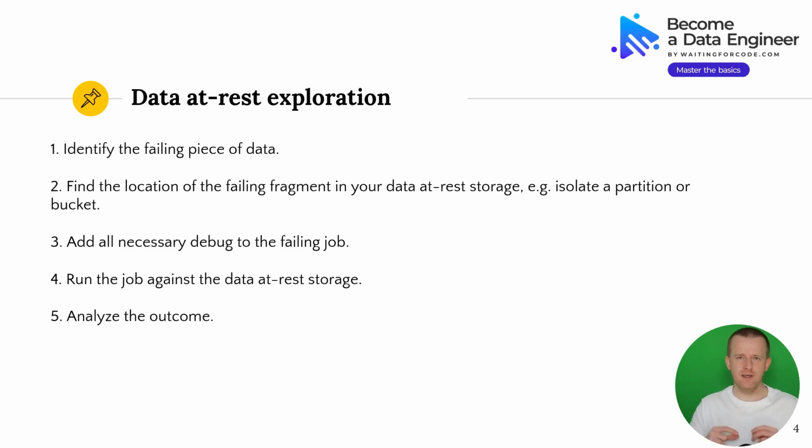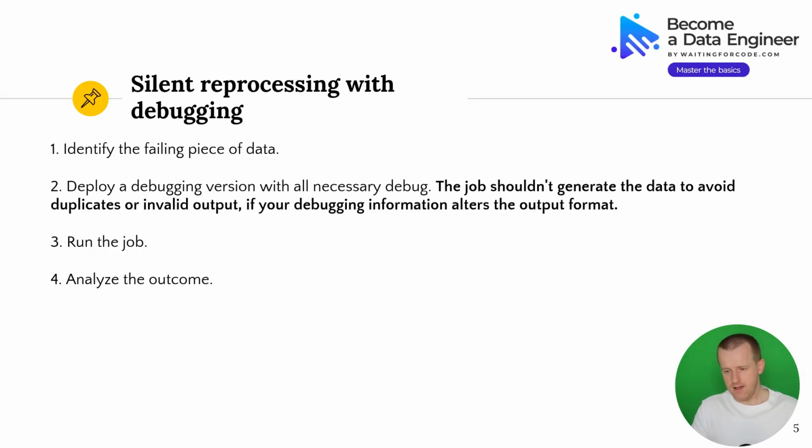Moreover, you can also find a small piece of data, like for example one file containing the failing row, and very easily, even without running the job, you can just analyze the record and try to understand what's going wrong. So this data at rest exploration is a very handy tool for debugging streaming pipelines. Of course, if you have the batch layer in your architecture.